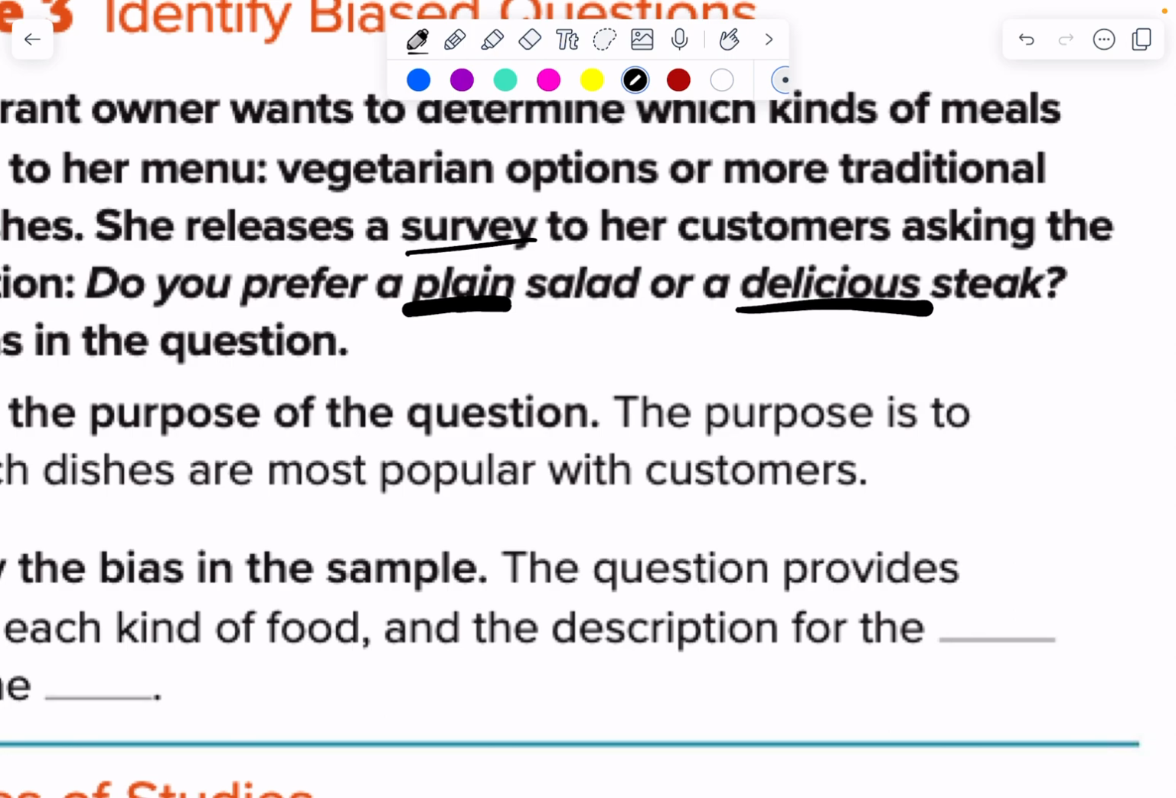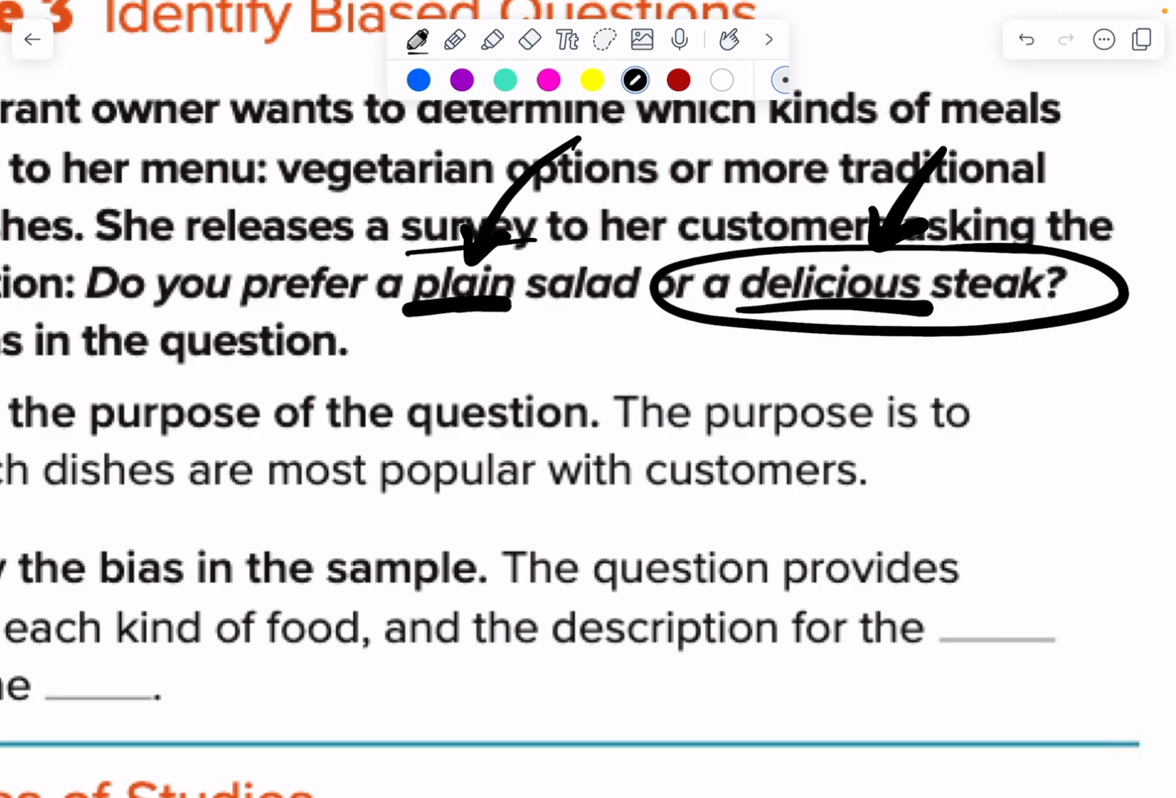I'm going to guess if you ask that, more people are going to choose the delicious steak, of course, because the word delicious sounds more appealing than the word plain, right? So we've inserted those adjectives in there, and that was not a good choice of wording. Maybe we just leave out the adjectives and just say, do you prefer a salad or a steak? And not put in the words plain or delicious.